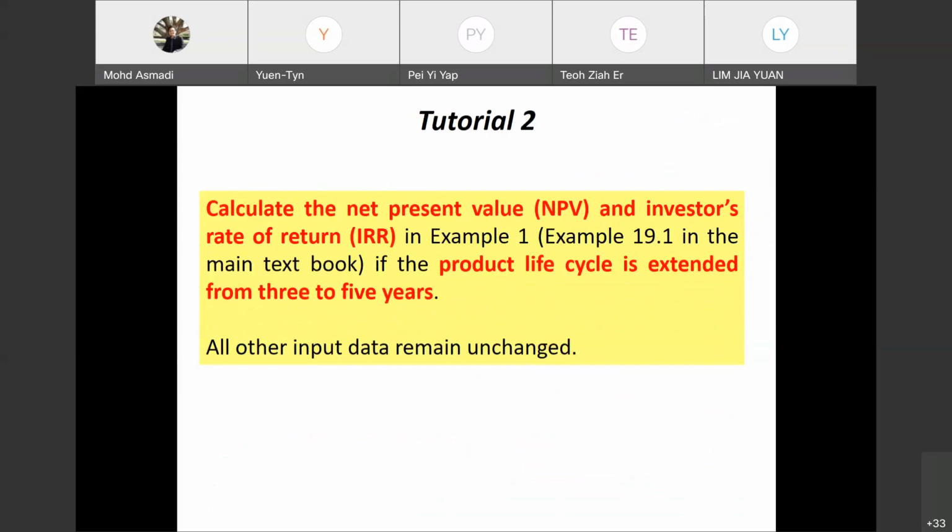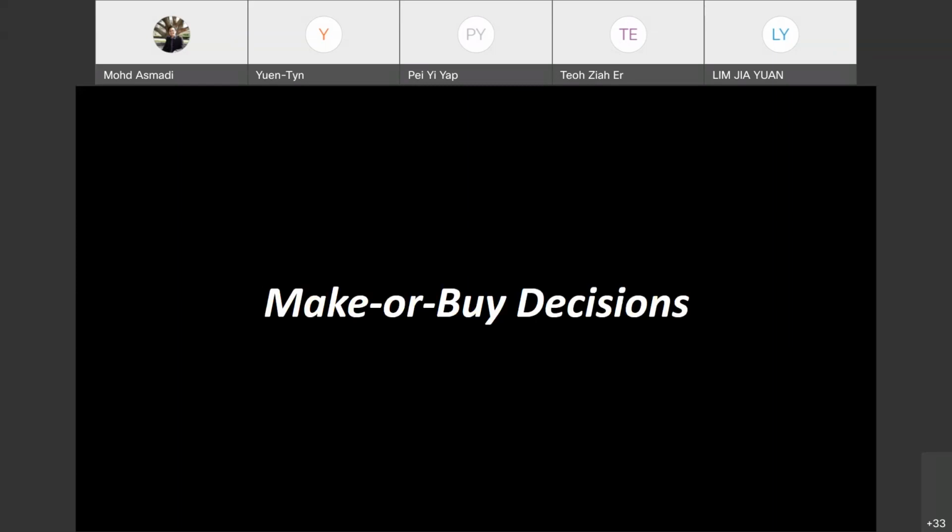Any questions? Okay, I guess no questions, so it's clear. Let's move to the make or buy decision.